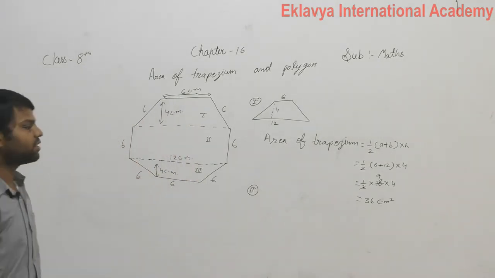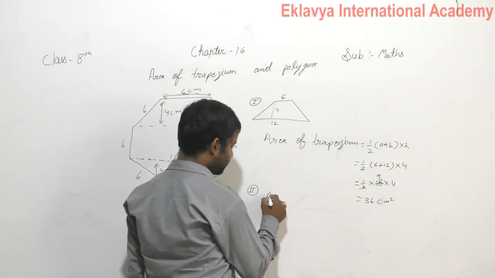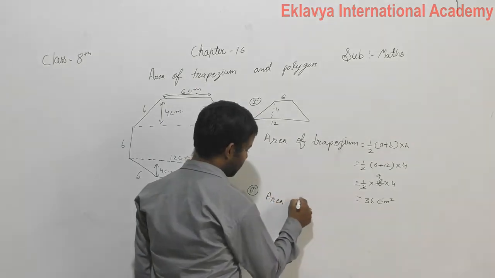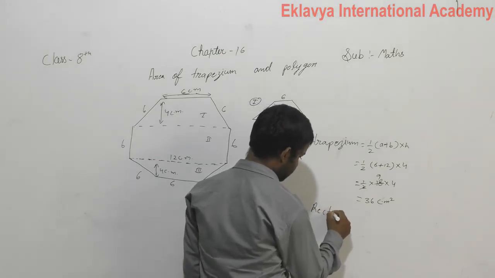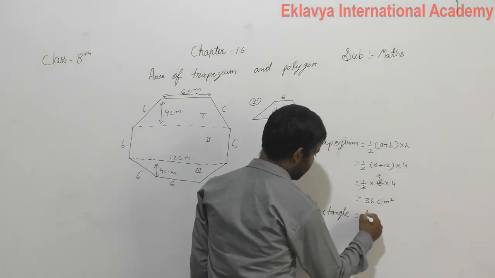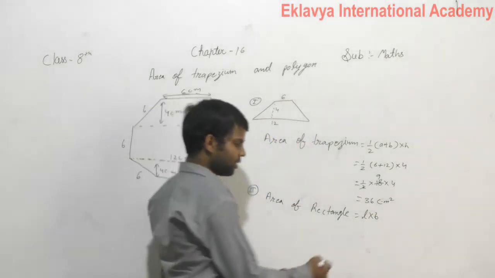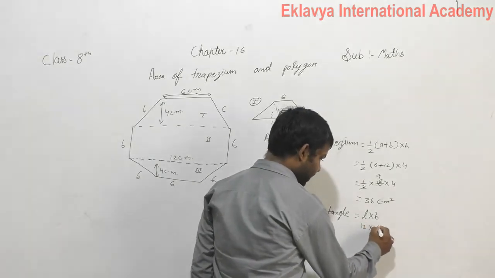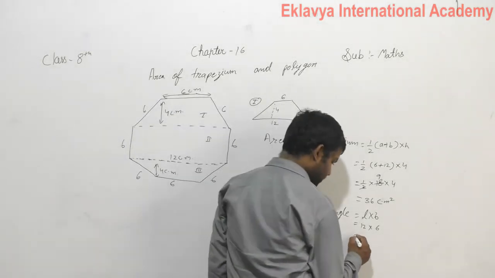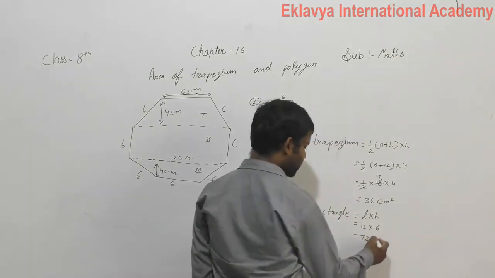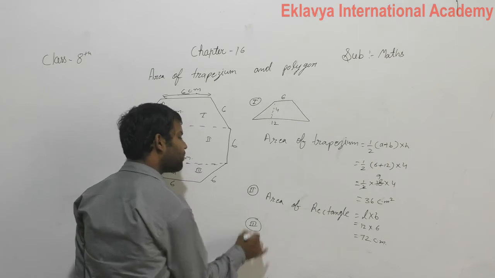Now we find out area of second figure. Here the second figure is the rectangle. So area of second figure is length multiplied by breadth, and length is 12 centimeter, breadth is 6 centimeter, then 12 sixes are 72 centimeter square.